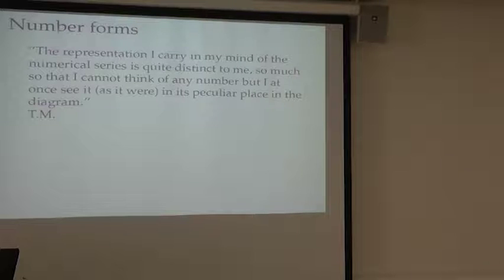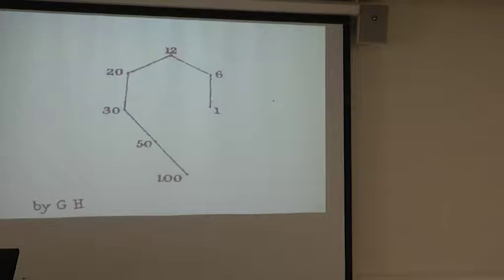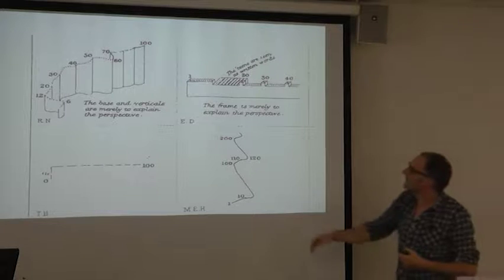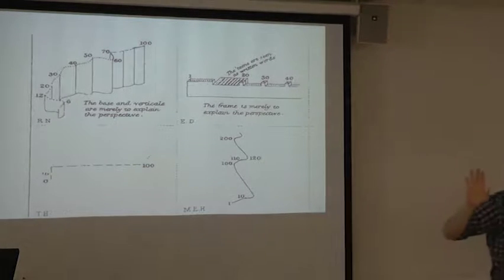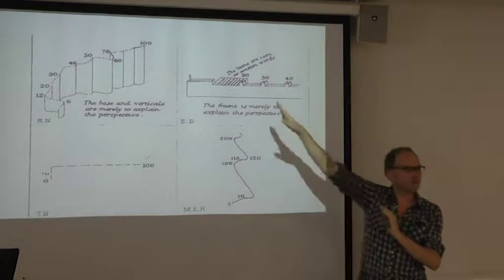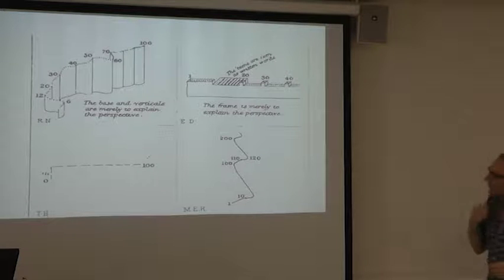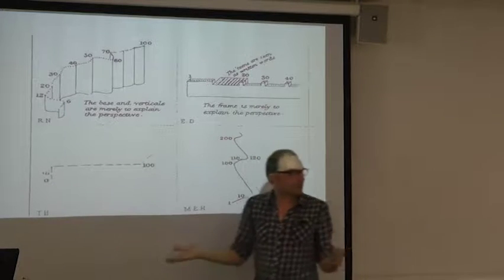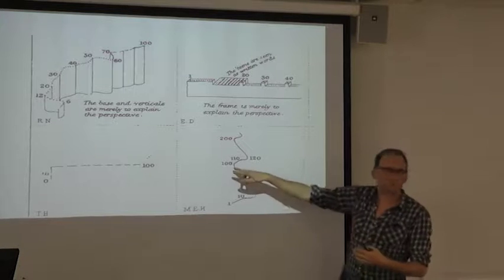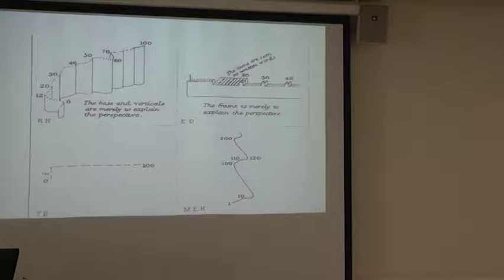This is his friend TM. The representation I carry in my mind of the numerical series is quite distinct to me, so much so that I cannot think of any number, but I at once see it, as it were, in its peculiar place in the diagram. So these diagrams come in various forms, right? Everybody who has a number form has his or her own number form. Some are quite exotic, like this one, and some are even more exotic, like this one, where it's not just a two-dimensional shape, it's actually a three-dimensional shape. So the person is sort of looking up towards the numbers, and then 100 is quite far away and to the right, and you see 12 is to the left. What is very common is that there are very obvious spatial features, that the direction changes around 10 and it changes around 100, right? And it might even change around 12 again.